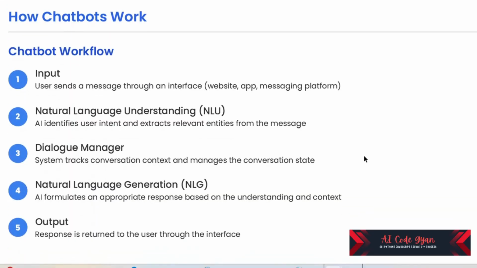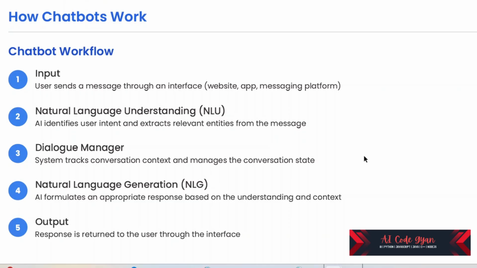Now, let us talk about the architecture, how chatbots work. Basically, we have the user input. The user sends a message through an interface. It can be a website, app, or messaging platform. The next process is NLU, the very popular natural language understanding. AI identifies user intent and extracts relevant entities from the message. Whatever the relevant entities are, they are extracted by NLU.